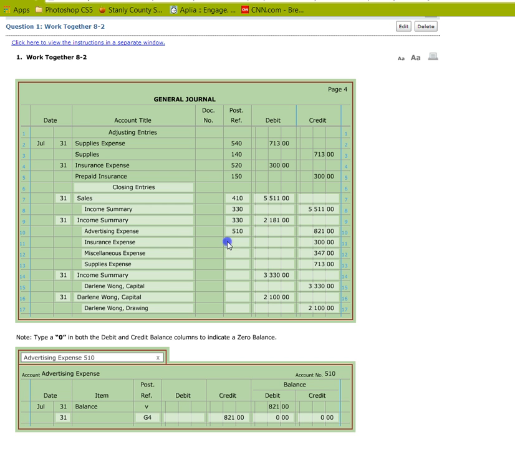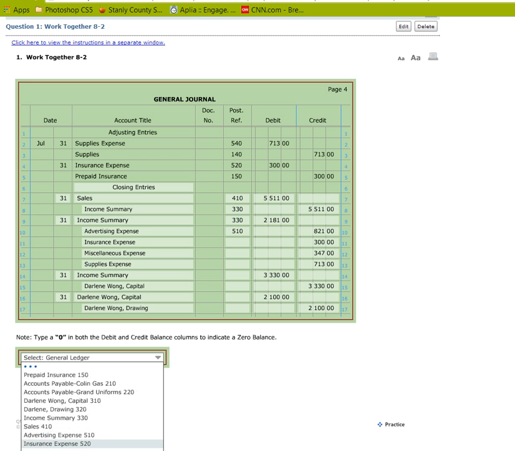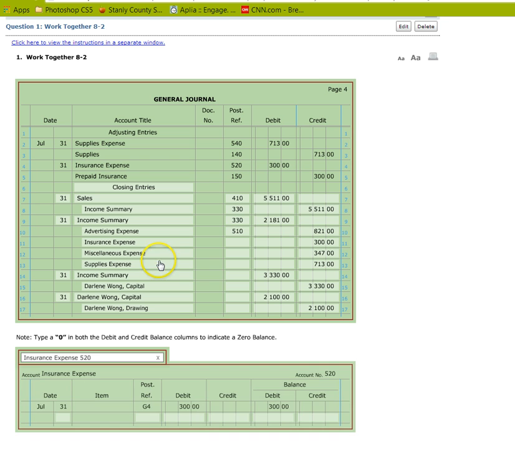Insurance expense is our next one. Okay, the 31st, G4. Alright, we had $300, which was a credit, so I'm going to put $300 here. We had a debit balance, and expense has a debit balance, and so now it's 0. So remember to put 0 in both of those. Go back and show that you posted that to 520.